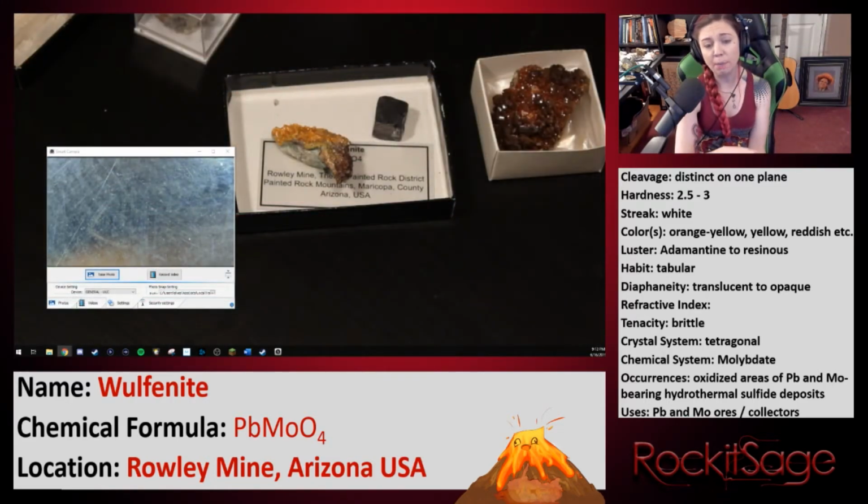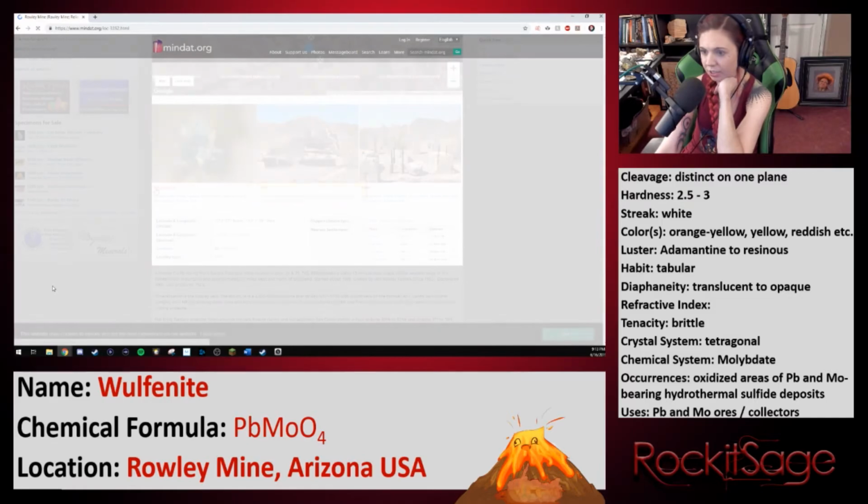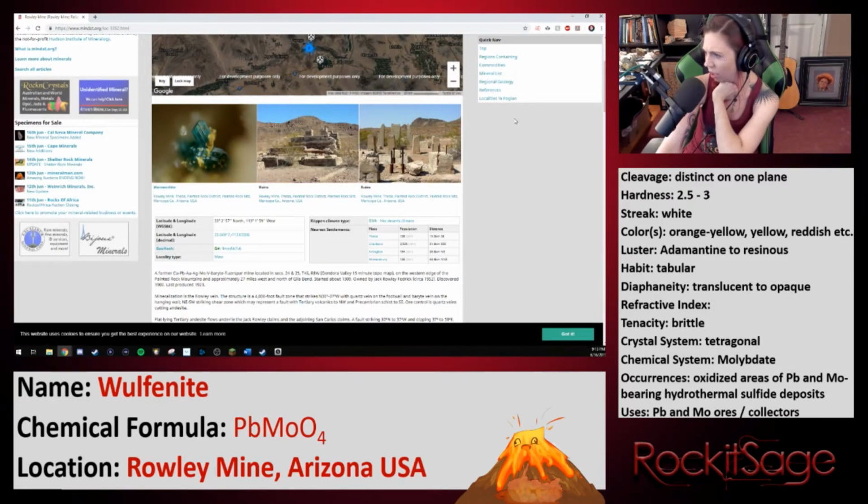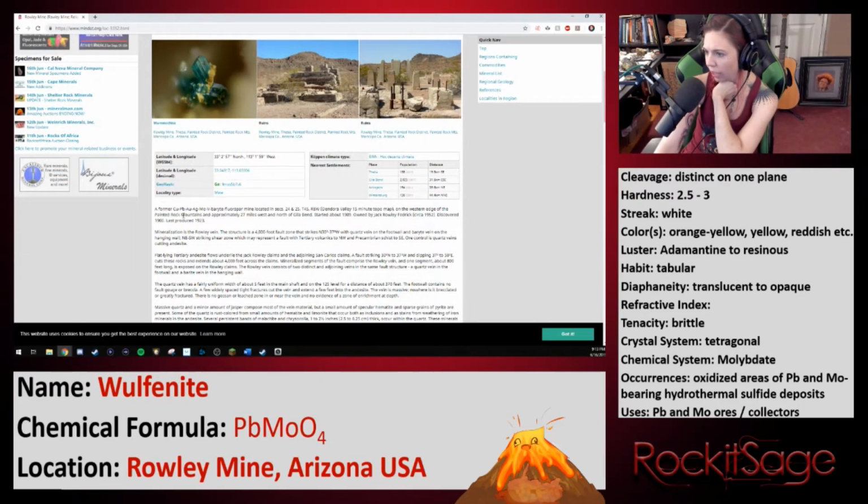This particular sample of mine is from the Raleigh mine in Arizona. I actually haven't looked that up. Let's see what else they produce. Oh, there's some ruins there? Whoa. A former copper, lead, silver, gold, molybdenum, vanadium, barite, fluorspar mine. Oh, wow.